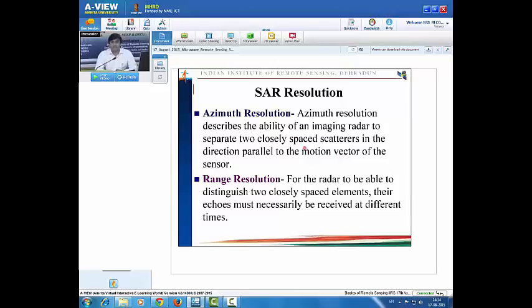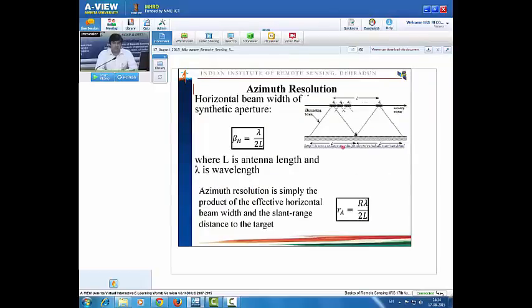Azimuth resolution describes the ability of an imaging radar to separate two closely spaced scatterers in the direction parallel to the motion vector of the sensor, or we can say in the azimuth direction. Range resolution, similarly, for the radar to be able to distinguish two closely spaced elements, their echoes must necessarily be received at different times. If the time difference in the return signals is very small, then it will be very difficult to detect them as two separate objects. So, range resolution is also defined on the basis of pulse width. We will see the relation in the next few slides.